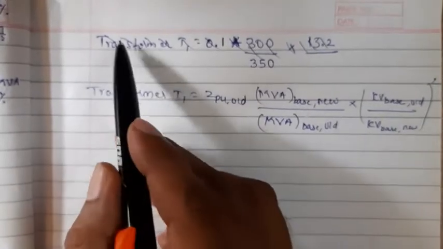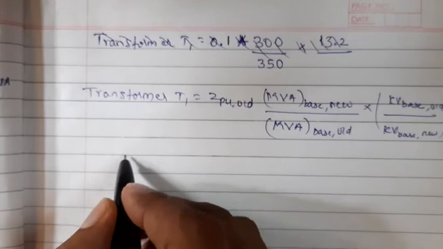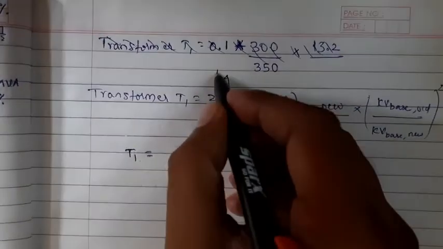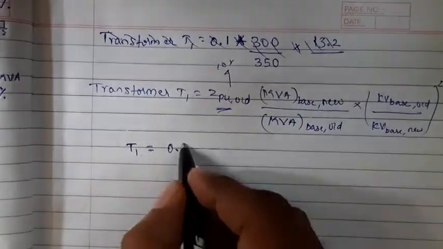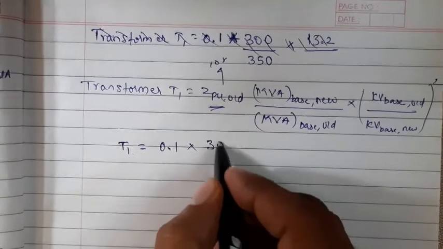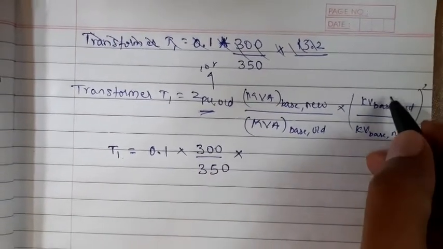See, there was a confusion, so we will start once again with transformer one. We are finding the transformer Z. I already told you it is 10%, that is 0.1. The new value is 300, already given. This is 350. Next, this is the base.